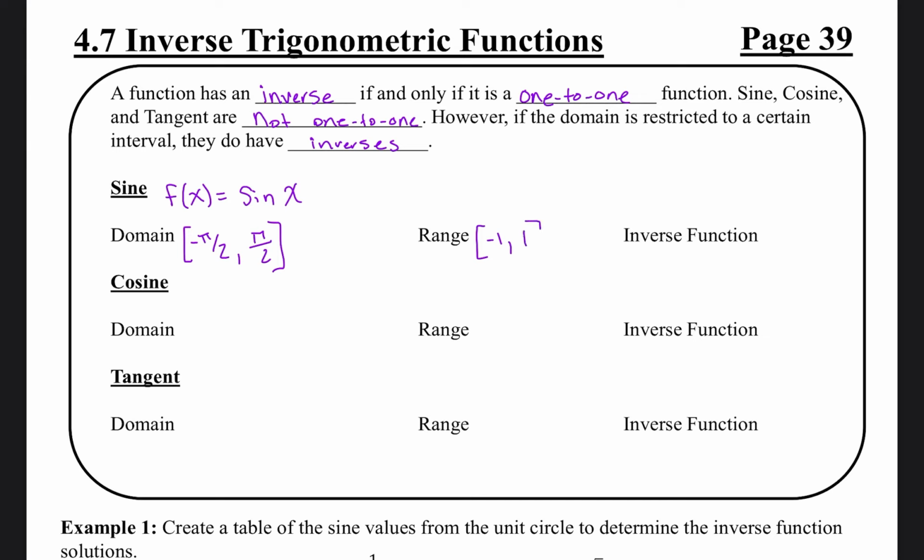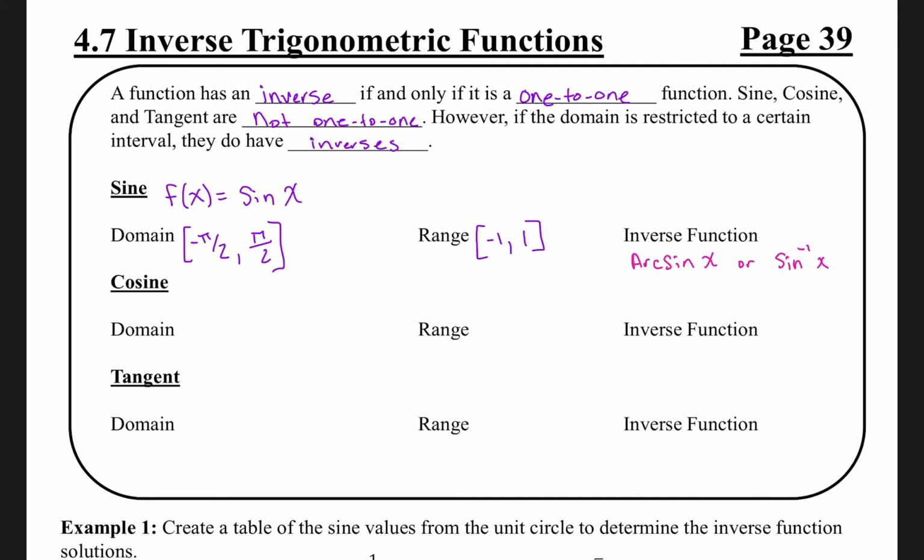It's still -1 to +1. And the inverse function can be written in one of two ways, and this is important. We can write it like this, arc sine of x. That is one way to write the parent function, or we can write it as sine to the power of -1 of x. That also means sine inverse of x. Those mean the same thing. They are identical in meaning. It's just two different ways to communicate the same idea.